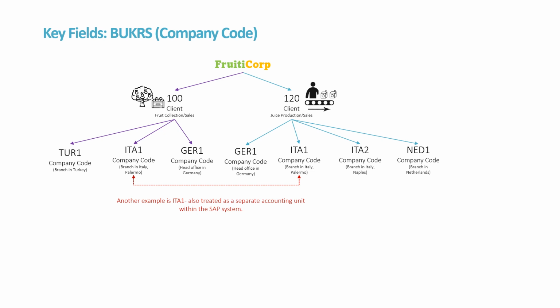Another example is ITA1, where it could refer to the same physical branch but represent different businesses. For example, the part of the Italy branch is raising revenue by doing food collection and sales, and another part by making juice and selling it to the hypermarkets or local groceries. In such cases, even though it's the same location, each business is treated as a separate accounting unit within the SAP system.